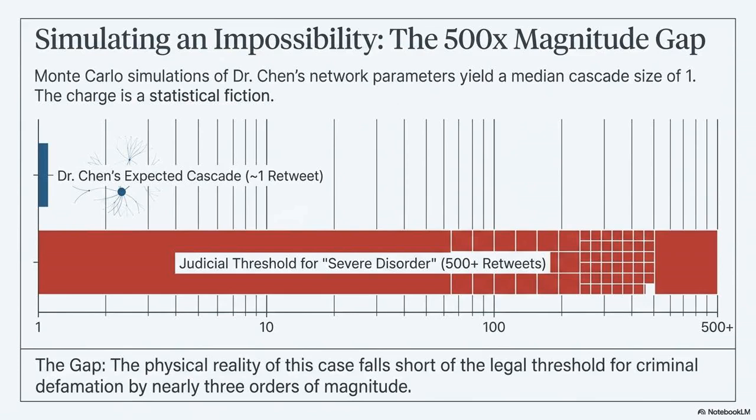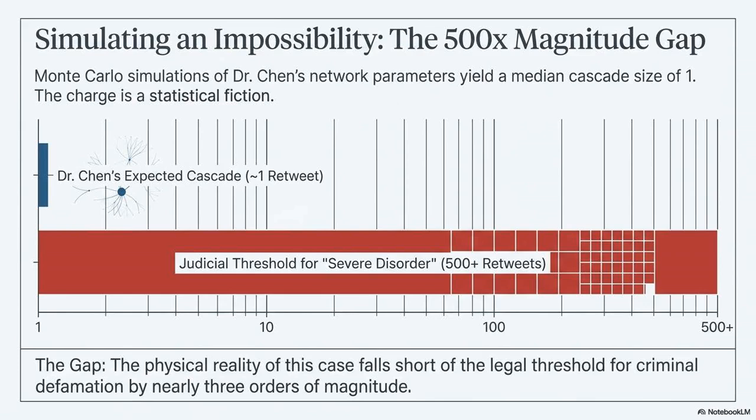Which means, under the Galton-Watson extinction theorem, a cascade starting with an M of 0.12 will die out with a probability of essentially 100%. Yes. It is mathematically a dead end. The simulated expectation of total shares for his post across the entire network was roughly 1. And to put the absurdity of that into perspective, the legal threshold for establishing serious disorder in some of these judicial interpretations requires thousands, sometimes tens of thousands of shares and interactions. Right. And his mathematical expectation was 1.